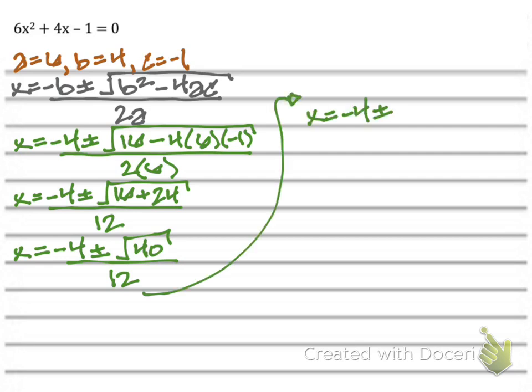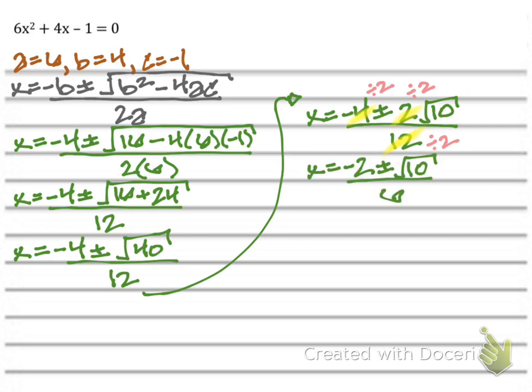So that's -4 plus or minus the square root of 40. 40 is 4 times 10. Square root of 4 is 2. So 2 root 10 all over 12. Now here, what's important to notice is that all 3 of those pieces there are divisible by 2, right? So we can simplify this. So we'll divide each one of those by 2, and my final answer will be -2 plus or minus root 10 all over 6. And again, you would split that up when you write it, okay?